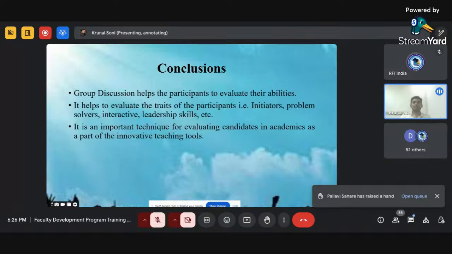Right. So the conclusion of this discussion is that group discussion helps participants evaluate their abilities. It also helps to evaluate the traits of the participants: who takes initiative in terms of leadership skills, who has better problem solving abilities if a certain problem arises, and who is more interactive with the participants or colleagues in the group discussion. It is an important technique for evaluating candidates in academics as a part of innovative teaching tools.